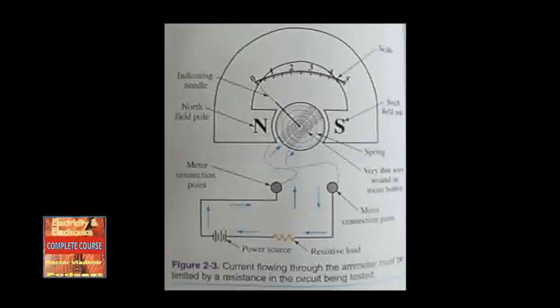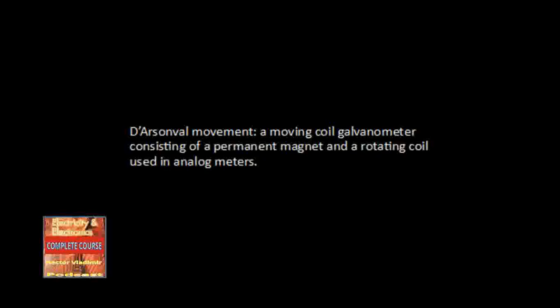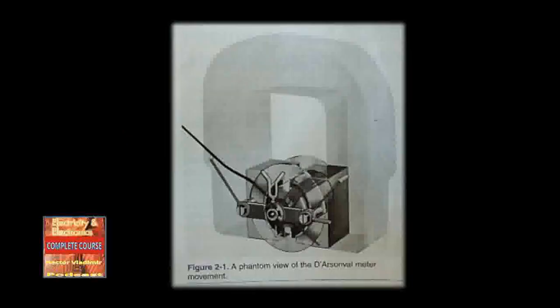Again, see figure 2-3. Caution: the coil that rotates in the magnetic field is mounted on precision-type jewel bearings, much like a fine watch. The jewel-type bearings and mount, known as a D'Arsonval movement, make the instrument very easy to damage if dropped or jarred. Extreme caution should be used when transporting or moving a meter with a D'Arsonval type movement. Figure 2-1 will show you a phantom view of the D'Arsonval meter movement.